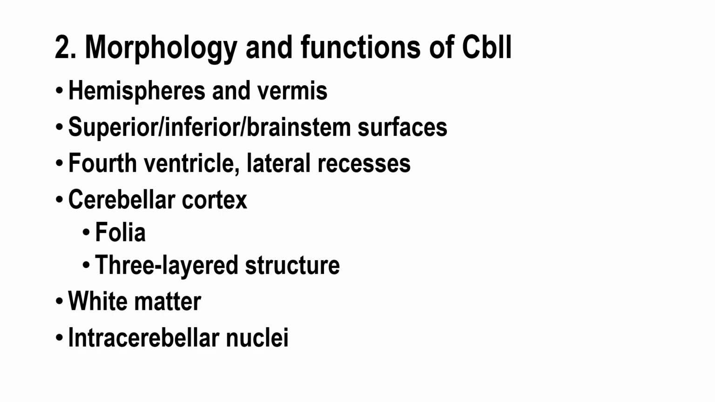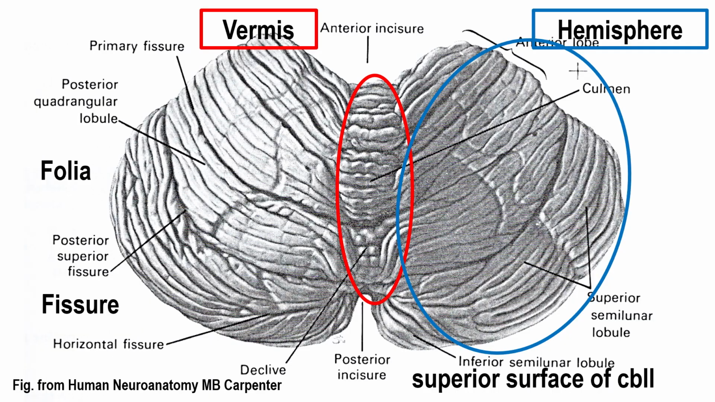This section explains the morphology and functions of the cerebellum. The cerebellum consists of a median portion, that is, the vermis, connecting two large laterally located hemispheres. The surface of the cerebellum has numerous cerebellar sulci running transversely and many cerebellar gyri, or folia, separated by these sulci.